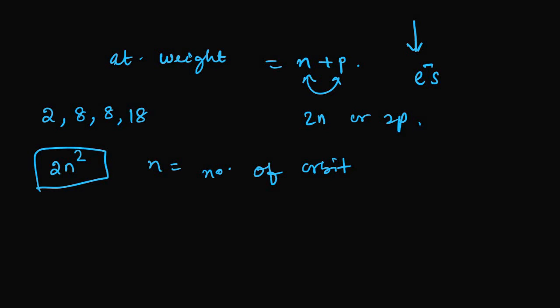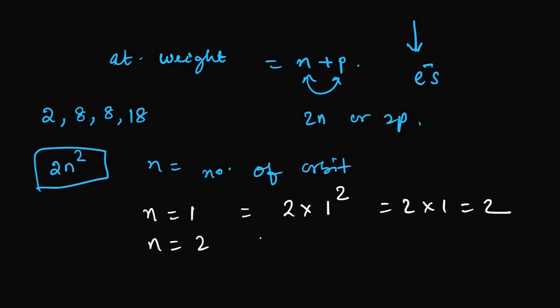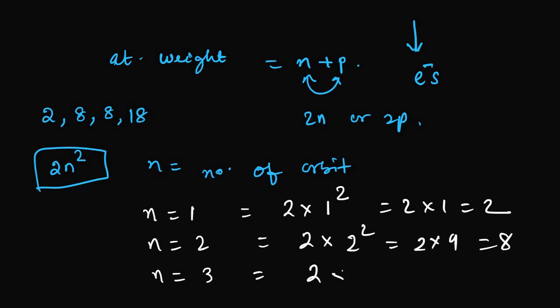2, 8, 18, the pattern goes on. The formula is 2n square, which you must have studied in chemistry, where n is the number of the orbit. If I take n equals 1, then it is 2 into 1 to the power 2, which equals 2 into 1, equals 2. For the second orbit, it would be 2 into 2 to the power 2, so 2 into 4, which is 8. Similarly, the thing goes on, and you can find it wherever you want.